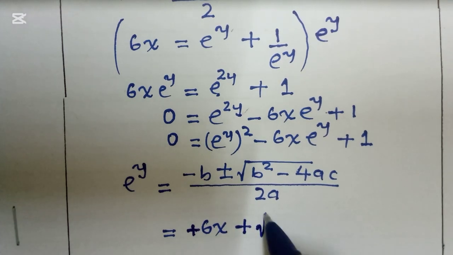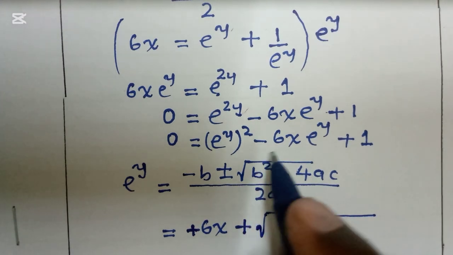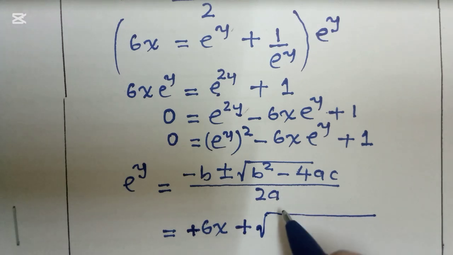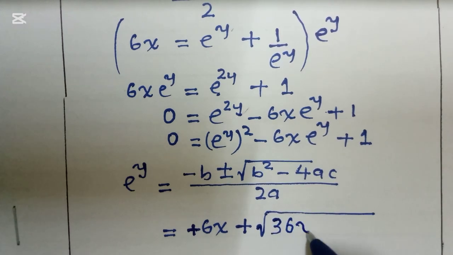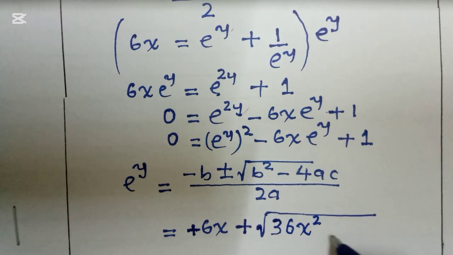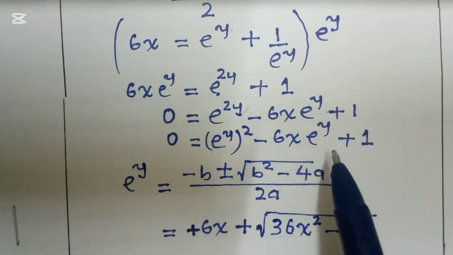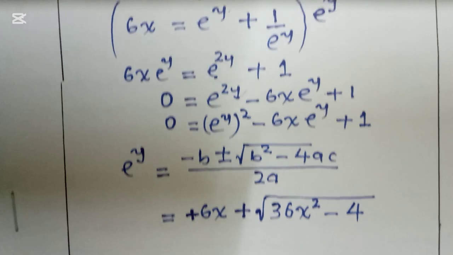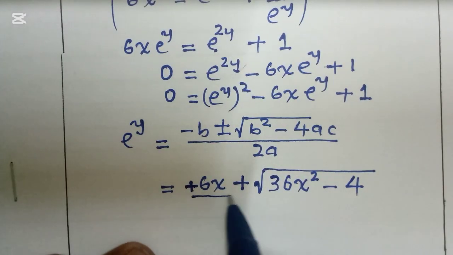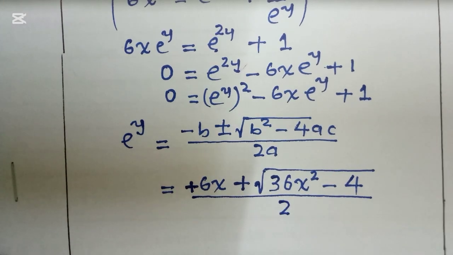Then here we have the square root. b squared is going to be minus 6x, which is minus 6x squared. That is 36x squared, like that, minus 4. We have a supposed to be 1, c is also supposed to be 1, so this one is now going to be 4, all over 2a, whereby our a is still 1.